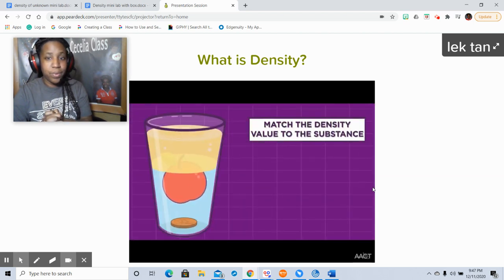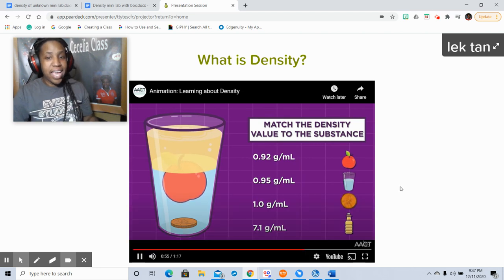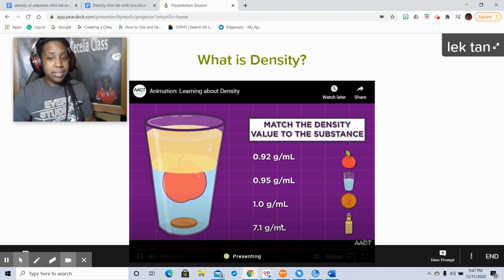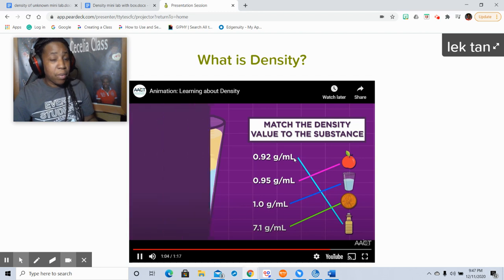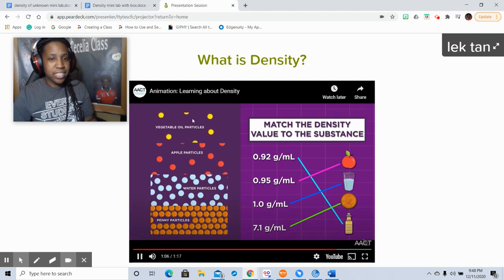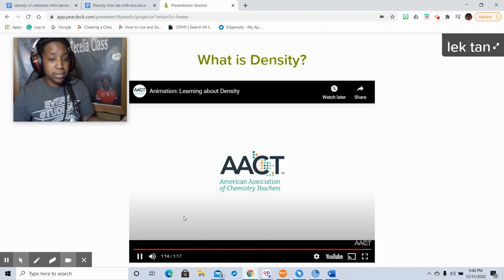So let's match the density to the value of the substance. As we can see here, each substance has a different density. By the end of the session, you will be able to solve for density and determine which objects will sink or float. Here you see it, the particles. So particles play a very heavy role in whether or not an object will sink or float.